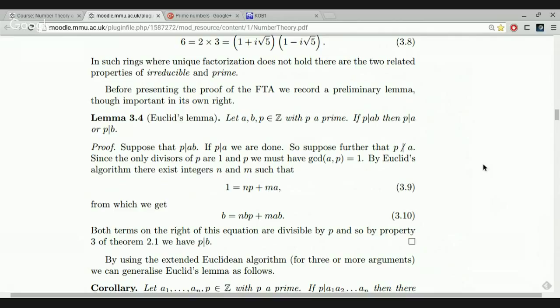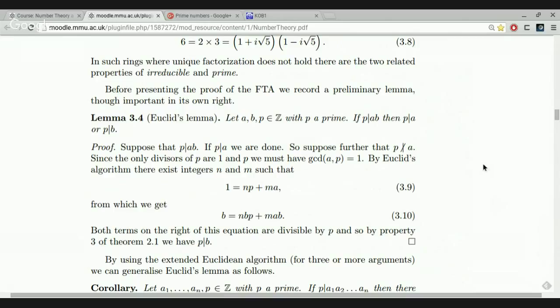So here's the proof. This is really nice as well. The ingredients of it are, we're going to use the idea of the greatest common divisor and the fact that the greatest common divisor of two numbers is 1. That's equivalent to there existing a linear combination of the two numbers equal to 1. So that played a large role in our tutorial exercises last week.